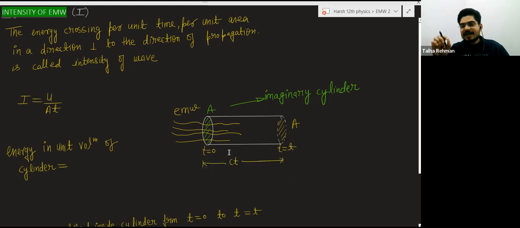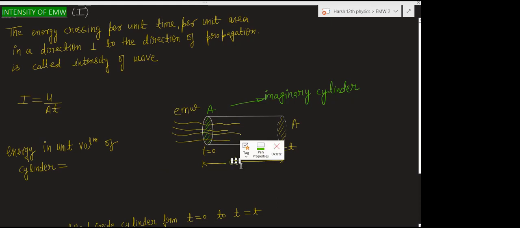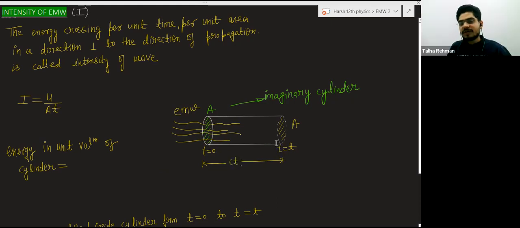Because we are analyzing the system from time t equal to 0 to time t equal to t. Basically, we can say that this distance is given by the speed of the electromagnetic wave. The electromagnetic wave moves with a speed c in vacuum, and the time is t. From here to here, the time taken by the wave to travel is t. So this distance is ct.